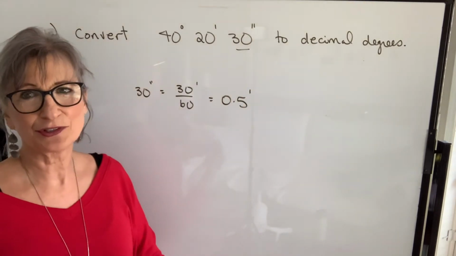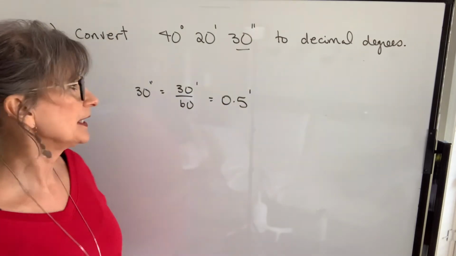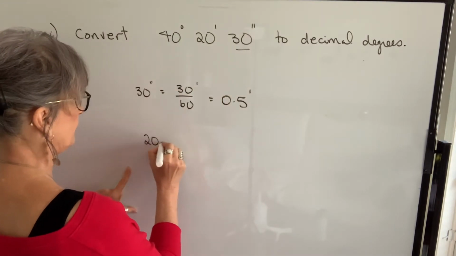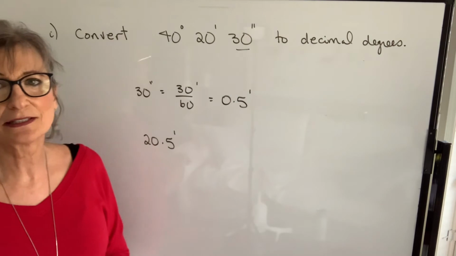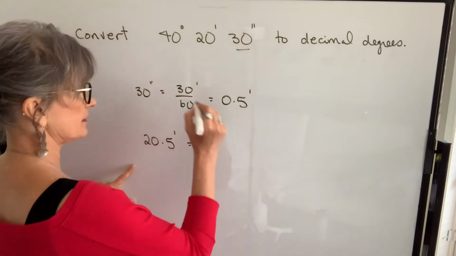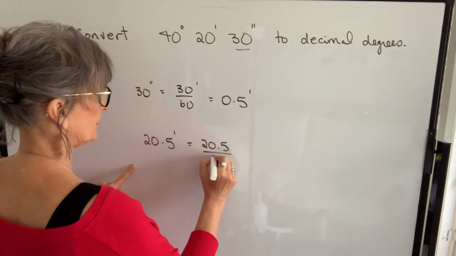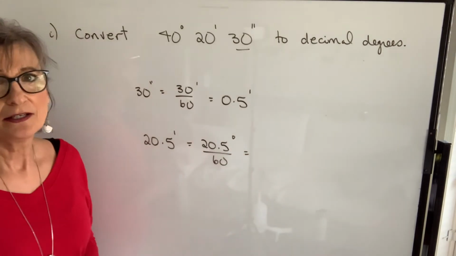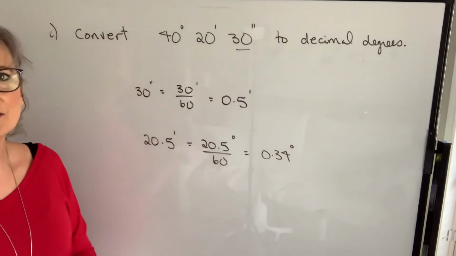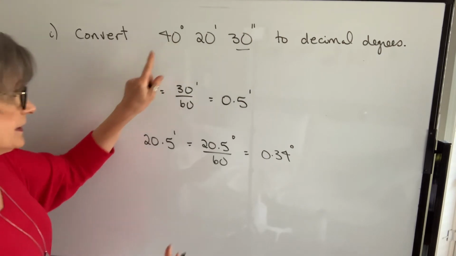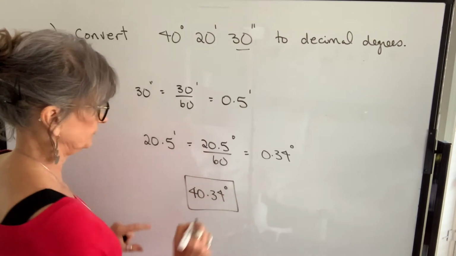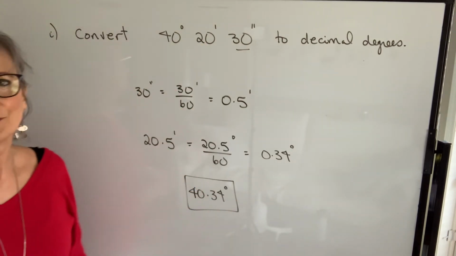And that makes sense if we think of it in terms of time. 30 seconds is equal to half a minute. Then we're going to add that to what we have for minutes already. So 20 minutes plus 0.5 will give me 20.5 minutes. And if I want to change that to degrees, I'm going to divide that by 60 because there are 60 minutes in a degree. So 20.5 divided by 60, that will give me my amount of degrees, and that amount is 0.34 degrees. So I now add that to 40 degrees, so this angle will be 40.34 degrees. This angle and this angle are equivalent.